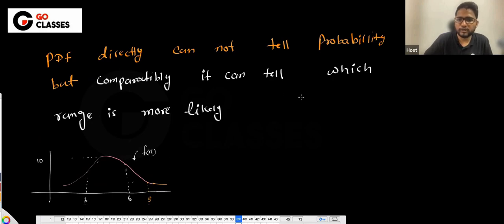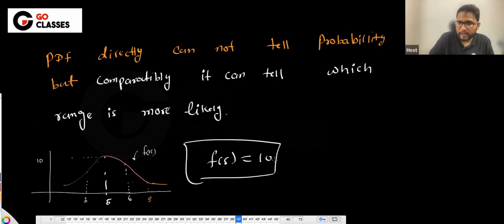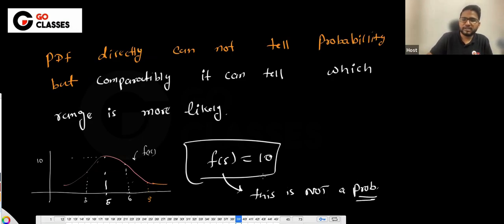I hope that is okay to everyone. It just tells you comparatively. That's all you need to know about the PDF, but it does not tell you the probability. You have to be aware of this. If someone gives you the PDF, you cannot say that this is directly the probability. Let's suppose x is 5 and f of 5 is 10. Is the probability of being 5 equal to 10? Obviously no. F of 5 is 10, I agree, but this is not the probability. Okay, this is one idea.